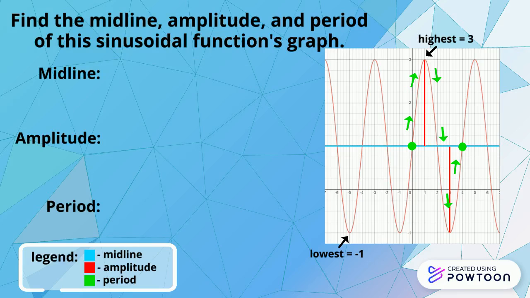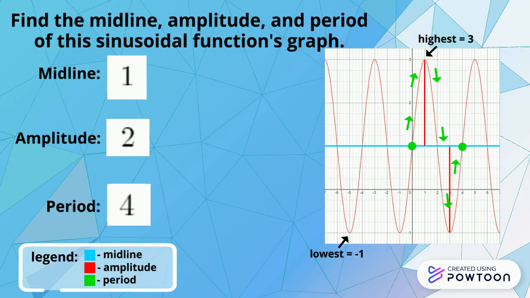As a result, the midline is 1, the amplitude is 2, and the period is 4. All of these make up the main features of sinusoidal functions.